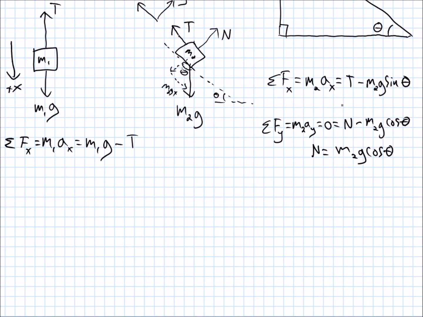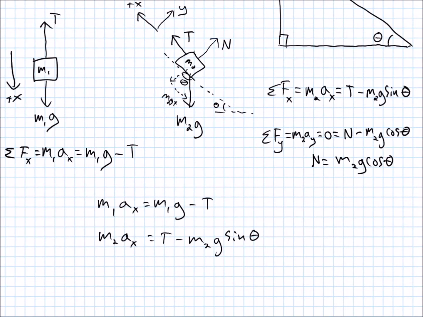I see that I do have two equations and two unknowns. If I look at the sum of the forces in the x direction for M1, M1a_x equals M1g minus T. And I also have from the sum of the forces in the x direction of M2, M2a_x is equal to T minus M2g sine theta. So my only unknowns here are a_x and T. So actually I didn't need the sum of the forces in the y direction. If we had had friction, we would need the normal force. But this is a frictionless problem, so in that case that was just good practice. I meant to do it.